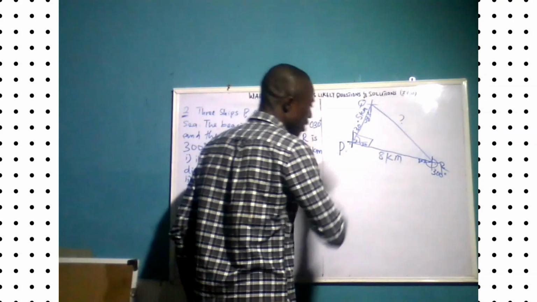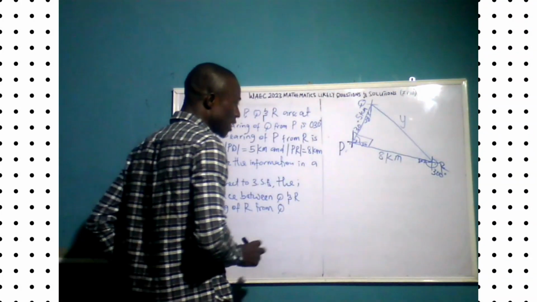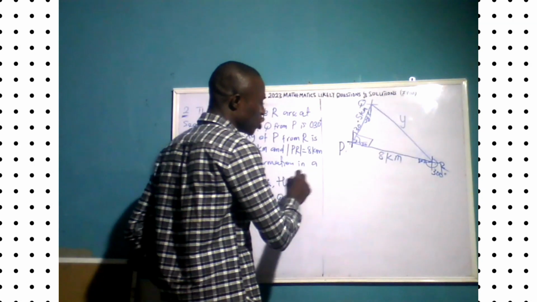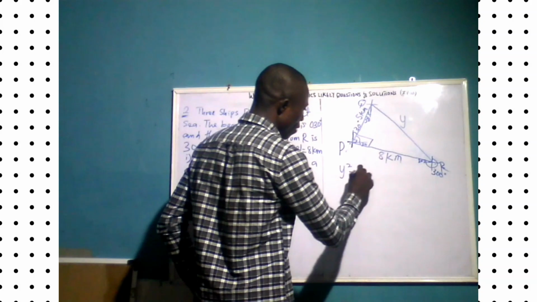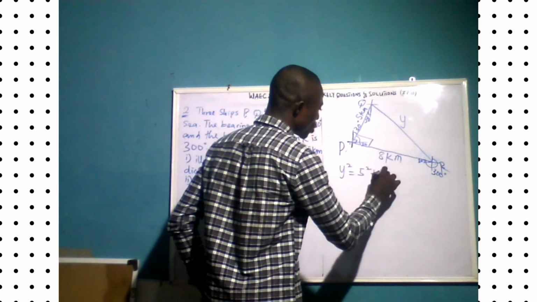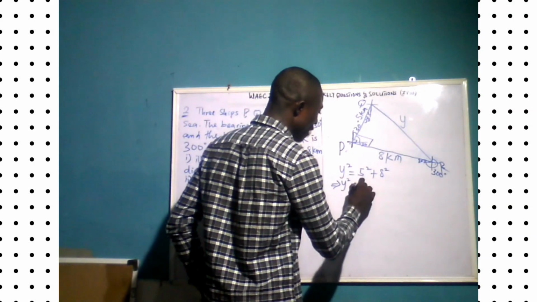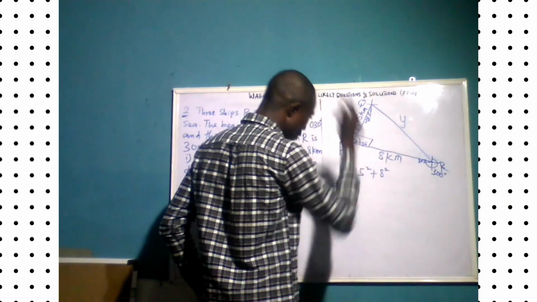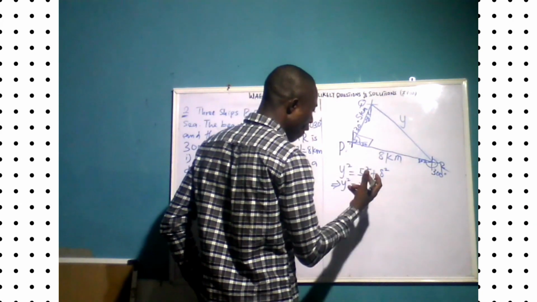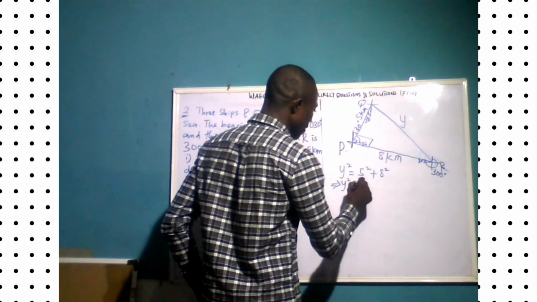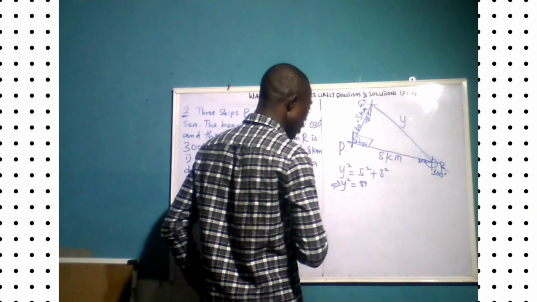Let the distance be y. By the application of Pythagoras theorem, we have y squared equal to 5 squared plus 8 squared. That implies y squared equals 25 plus 64. 25 plus 64 will give you 89.